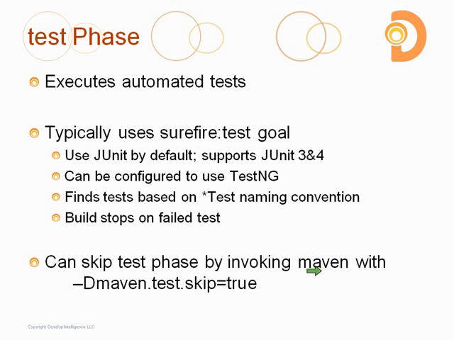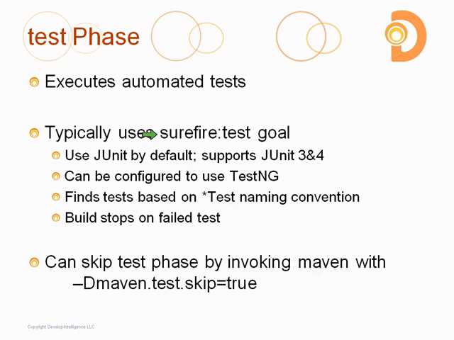So we've already talked about the test phase. The point here is that, like anything, I can bypass the entire lifecycle phase and just invoke the actual plugin's goal. So if I wanted to just physically run a test without going through all the different pre-process test resources, post-process test resources types of phases, I can just do surefire:test. You'll notice you can use TestNG if you wanted to. You'll notice that it's going to use a naming convention to find tests.